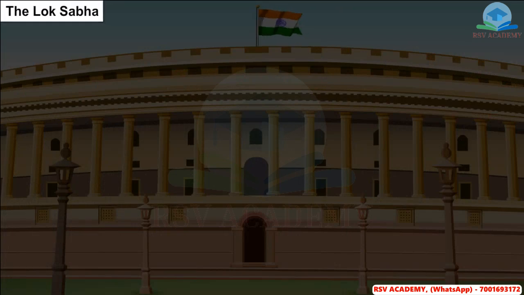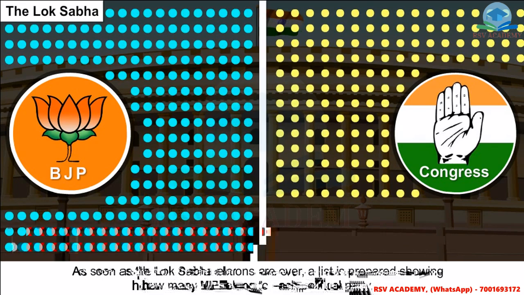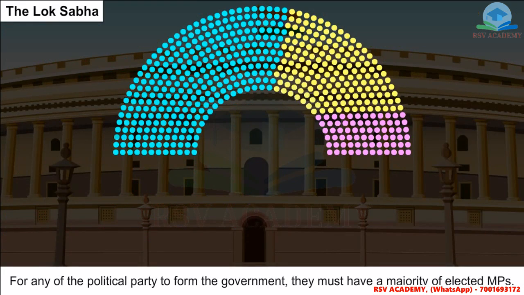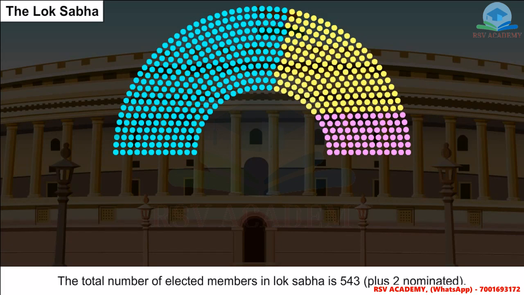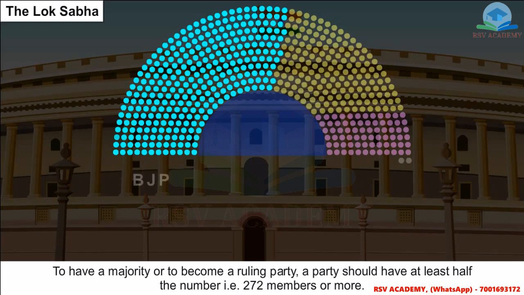The Lok Sabha. As soon as the Lok Sabha elections are over, a list is prepared showing how many MPs belong to each political party. For any political party to form the government, they must have a majority of elected MPs. The total number of elected members in Lok Sabha is 543 plus 2 nominated. To have a majority or to become a ruling party, a party should have at least half the number, that is 272 members or more.